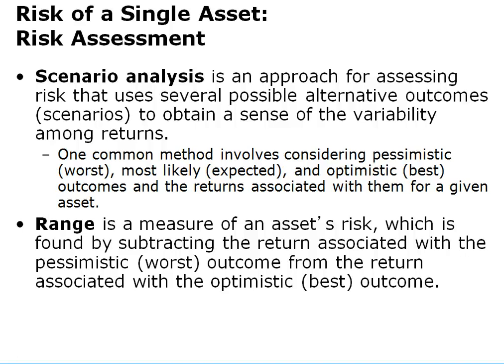A range is a measure of an asset's risk, which can be found by subtracting the return associated with the worst outcome from the return associated with the best outcome, and that will be the range of return. So sometimes you want to look for investments that have a range of returns in the higher aspects of return rather than the lower aspects.